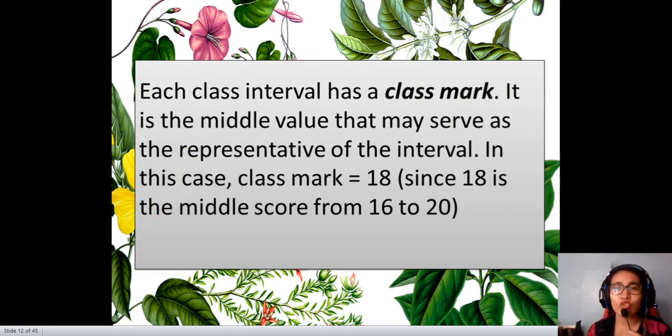Next, each class interval also has a class mark. Class mark, in other words, is the middle value that may serve as the representative of the interval. In this case, your class mark is equal to 18, since 18 is the middle score from 16 to 20. If you take a look, 16, 17, 18, 19, 20, your 18 is in the middle of those 5 numbers. That's why that will be your class mark.